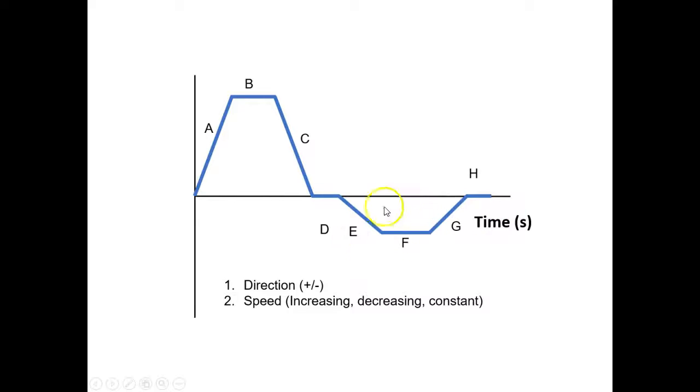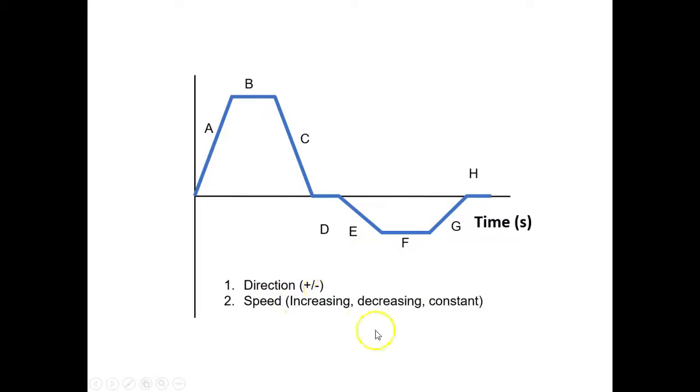And likewise, everything below the x-axis, E, F, and G, are moving in a negative direction because we have negative y values. So direction for velocity versus time, this question is answered by looking at whether the graph is above the x-axis or below. So for A, it's moving in a positive direction because the y values are positive. All these questions need to be answered in terms of y value for velocity versus time.